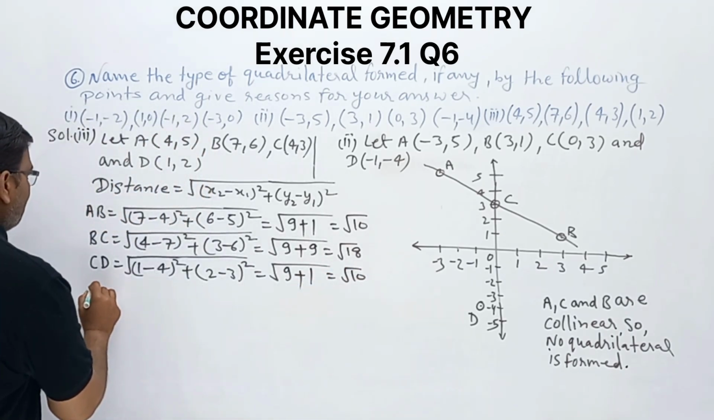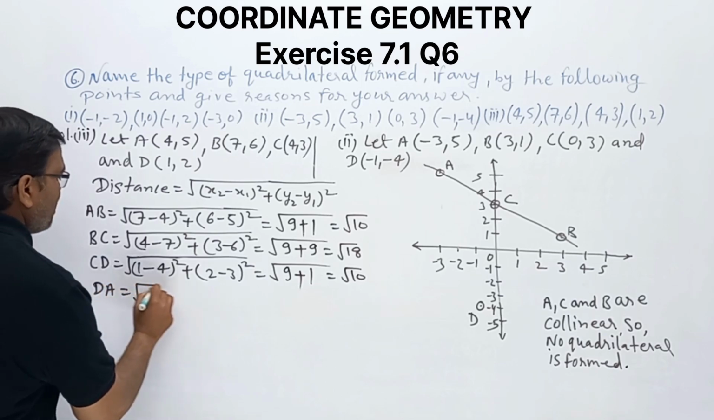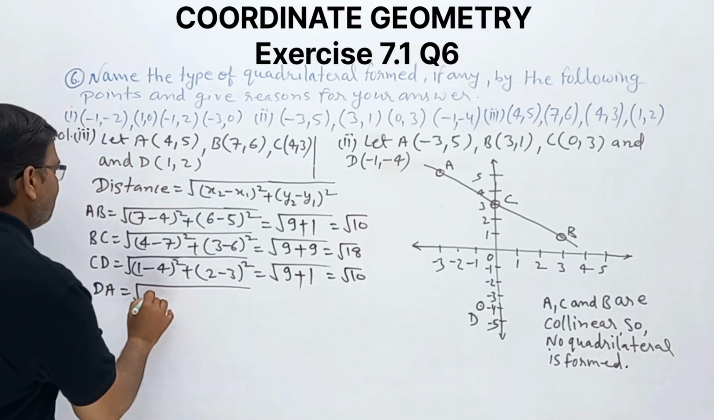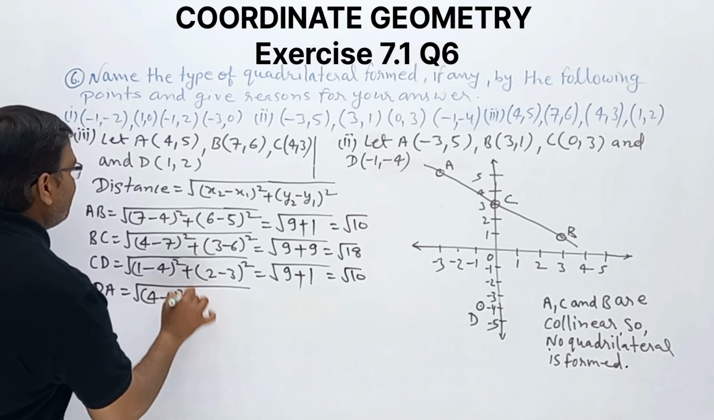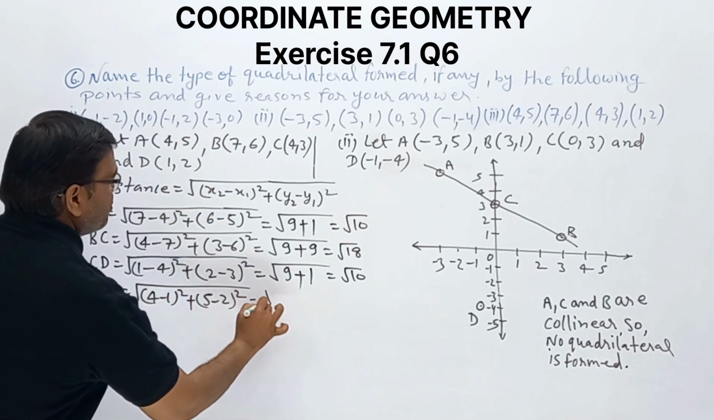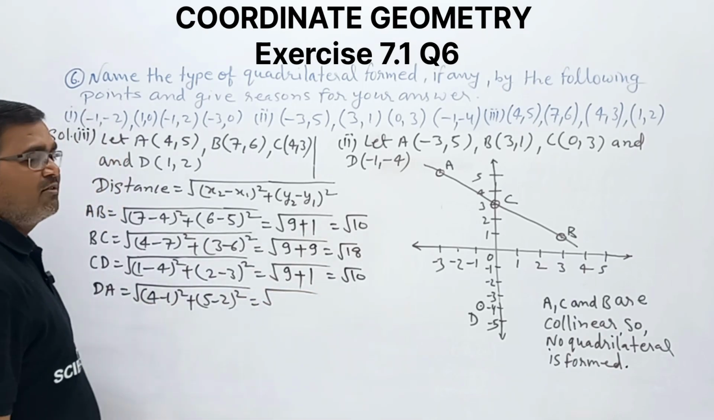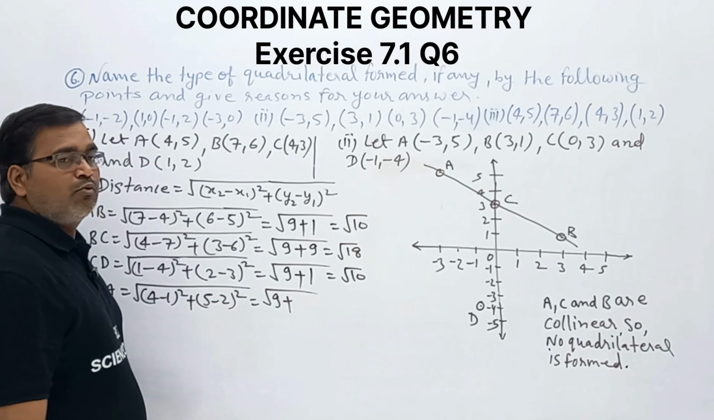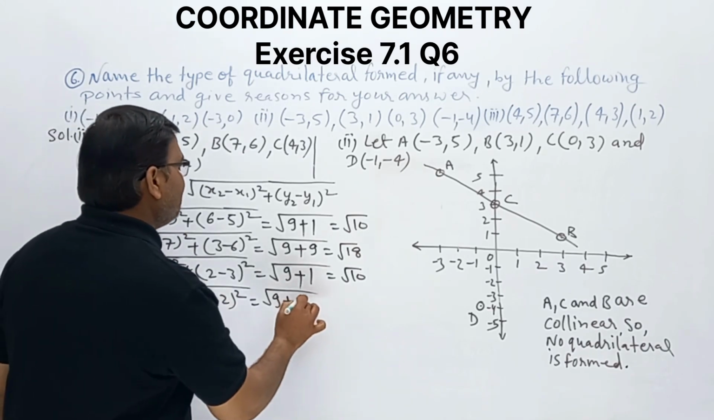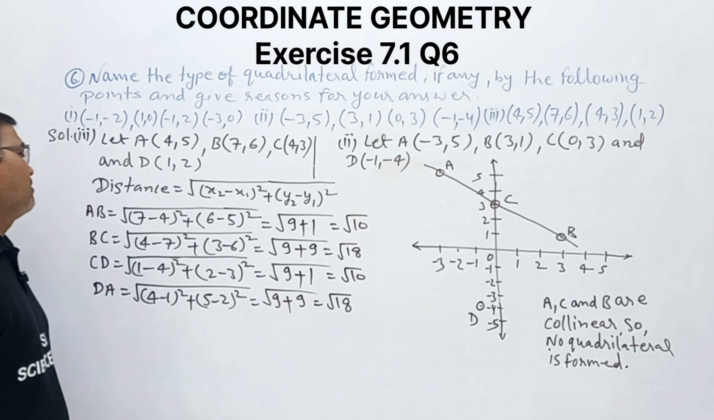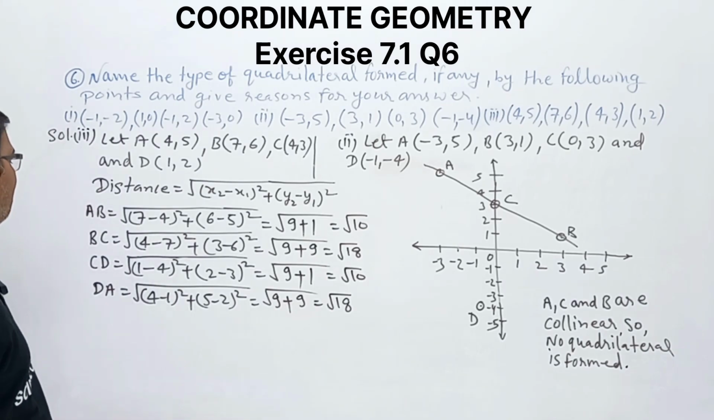Next side will be DA. Square root of (4 minus 1) whole square plus (5 minus 2) whole square. Solve this one. 4 minus 1 will be 3. 3 square will be 9, plus 5 minus 2 will be 3. 3 square will be 9. We are getting square root of 18. All four sides we have obtained.